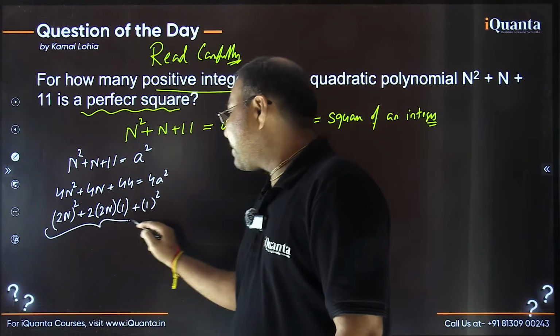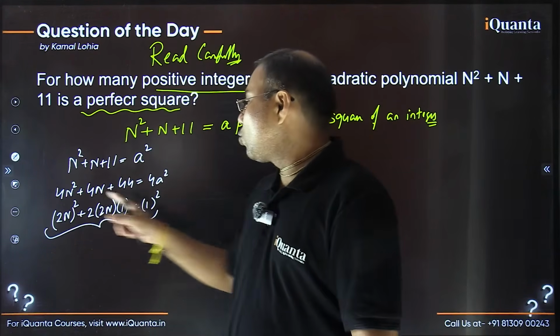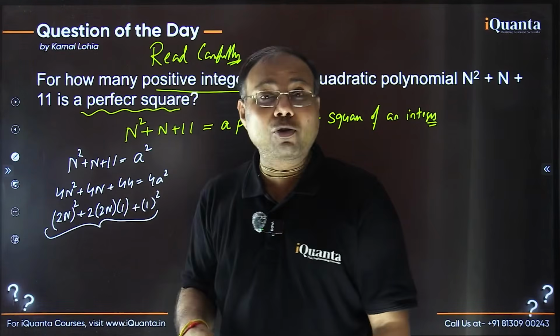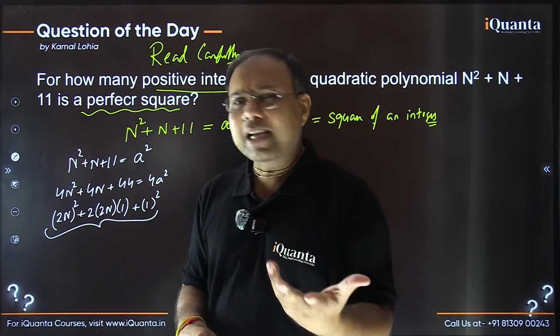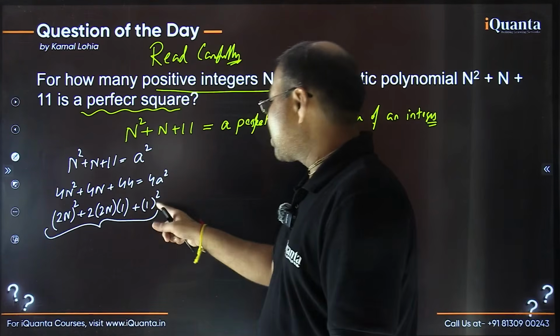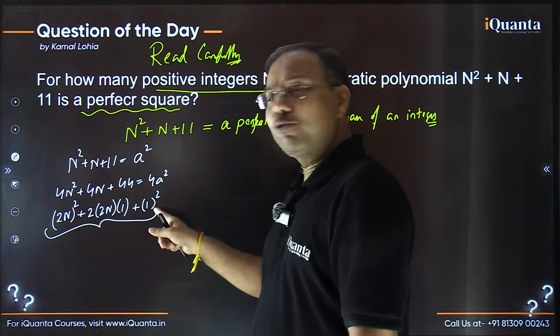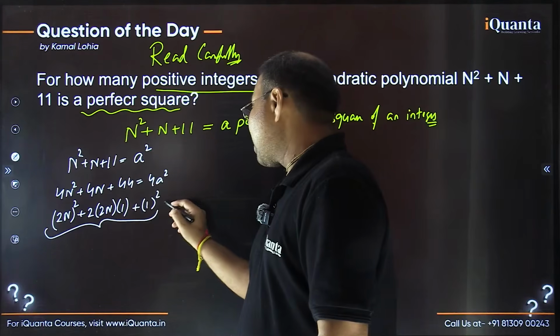This complete expression becomes a perfect square. It is 2n plus 1 whole square. Yes or no? Yes. Now that is called completing the perfect square. Fine. We will see what benefit we take from this ahead. So 1 square means 1. So out of 44 I have already used 1. What is remaining now? 43. So let me put 43 here.